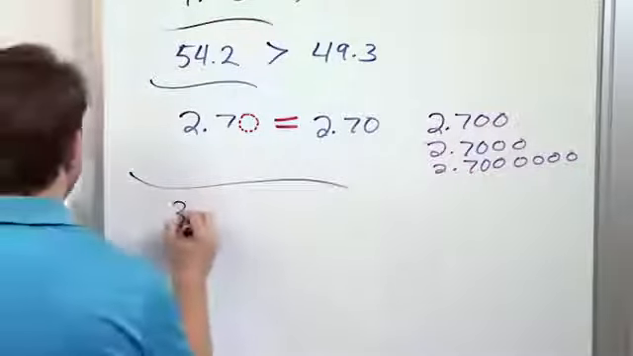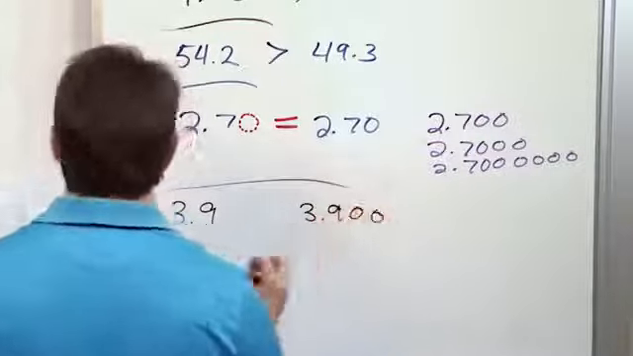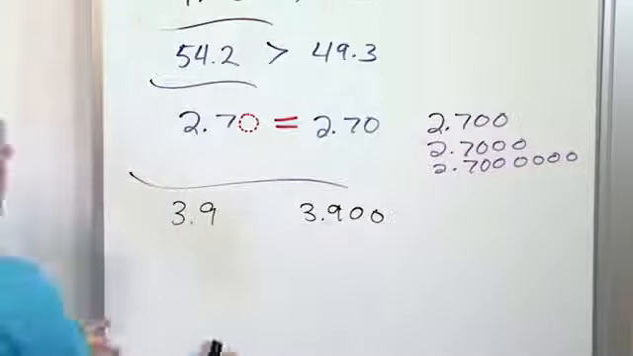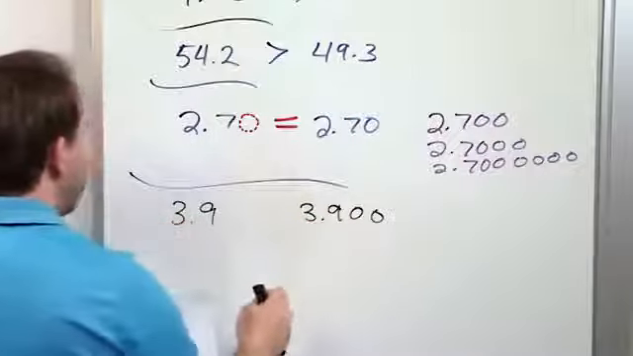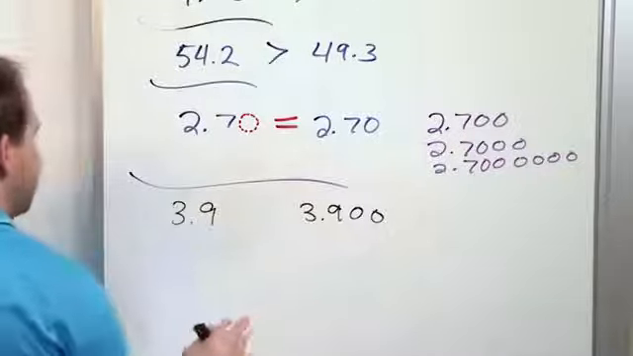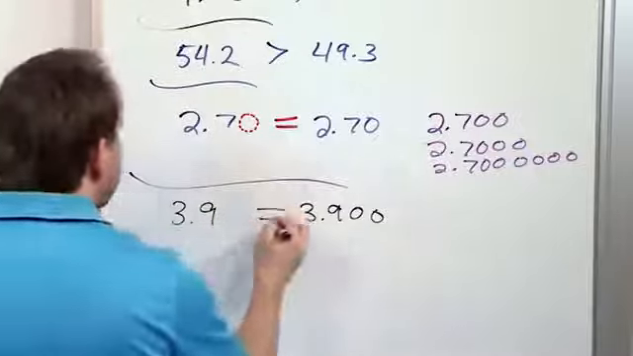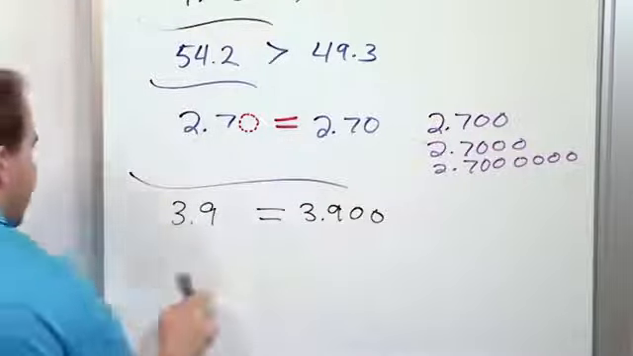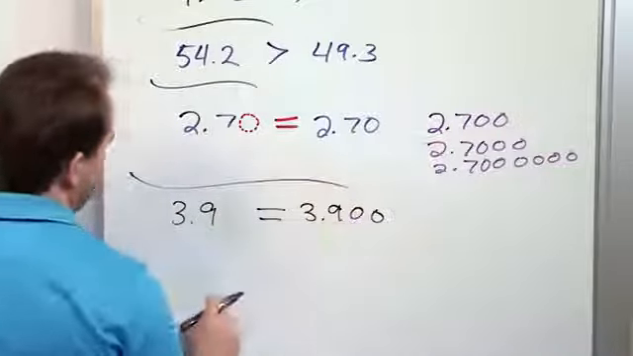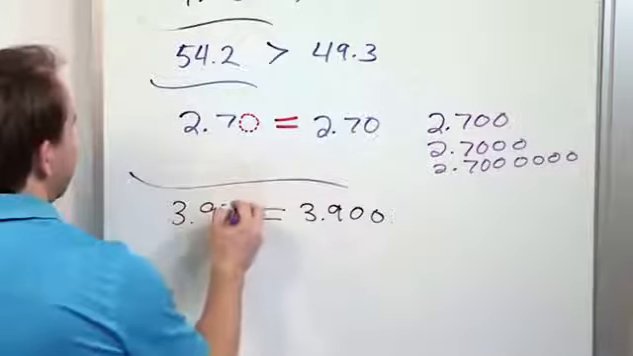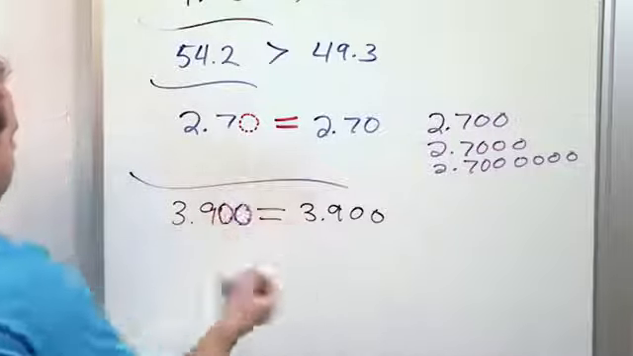So we have 3.9 compared to 3.900. So after this discussion, you should see, even without doing anything else, that the 3 and the 9 are the same, the decimal's in the same place. We have an extra 2 zeros here, but we already said that it doesn't really matter about the extra zeros that come at the very end of a decimal. So we can kind of add some invisible zeros here ourselves to prove to ourselves that these are the same number, and in fact they are.